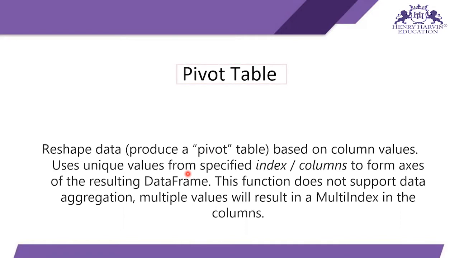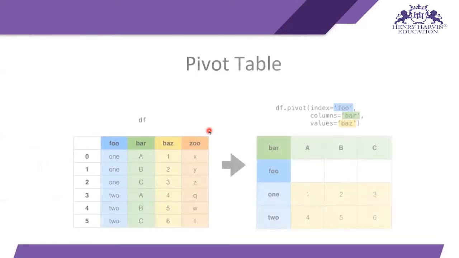To make this pivot table we use some values: for the index we specify a column, for the values we specify another column, and for the header we specify another column. That's how we make our pivot table. The pivot function does not support data aggregation, and if you use multiple values, it will result in a multi-index in the columns. So a pivot table looks just like this.